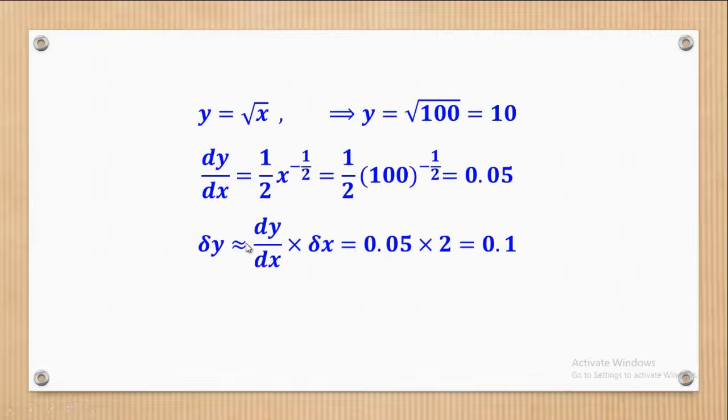Then you substitute in the formula. Small change in y approximates to dy dx multiplied by small change in x. I know dy dx is 0.05, and my small change in x was already got as 2. So when I substitute, I'll come up with small change in y as 0.1. Therefore, now that I've got y and small change in y, I can get the square root of 98 being approximately equal to y minus small change in y. My y was 10 and small change in y is 0.1. When I use a calculator, I come up with 9.9, and that would be the square root of 98.